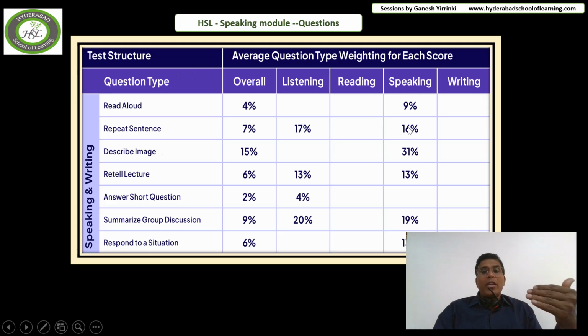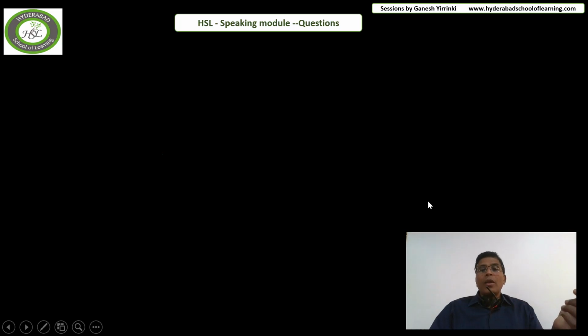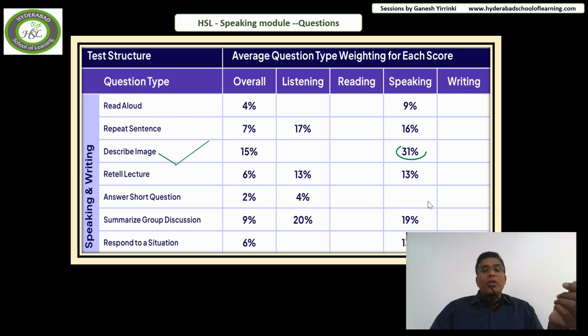That also heavily contributes. And then we have other question types like retell lecture and all that. But the only one question that does not carry much weightage is answer short question, and this question's weightage is only 4% to listening. And answer short question, though it is in speaking module, it doesn't contribute to your speaking score. And among these, describe image question contributes heavily.